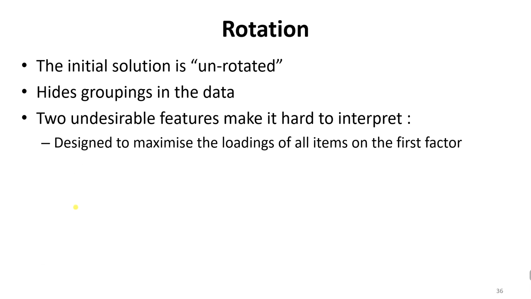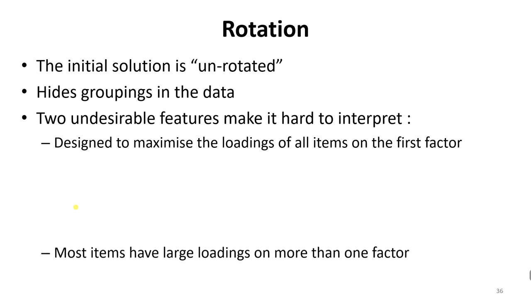Two undesirable features make it hard to interpret the unrotated data. First, the factor analysis extraction method is designed in such a way that it maximizes the loading of all items on the first factor. And then the remaining variance of the variables is fractioned and distributed on other factors. So when you inspect the unrotated factors, you will find that most of the variables are loading on the first factor, and therefore it seems there must be one factor. But no, after rotation the picture may become different.